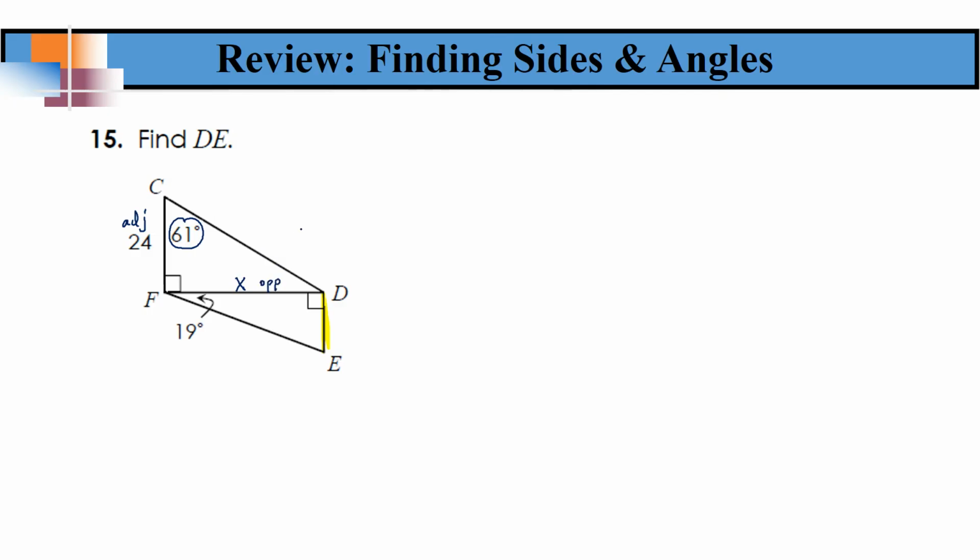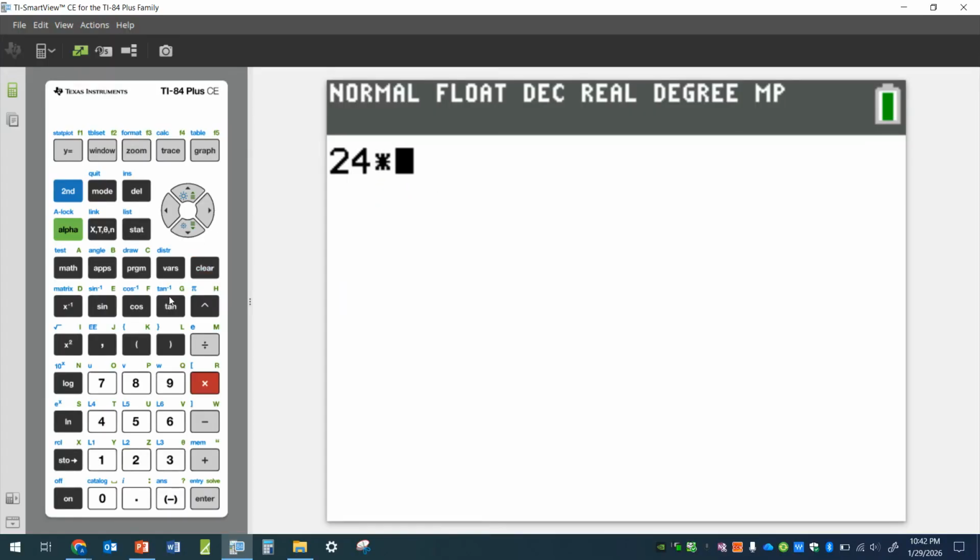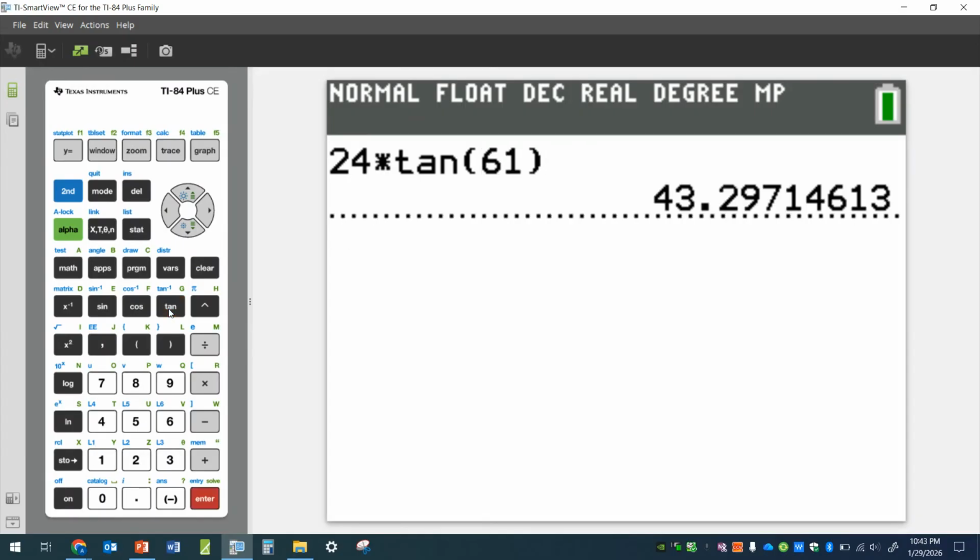So we're going to be using tangent, opposite over adjacent. We can say tangent of 61 is going to equal the opposite leg, x, over the adjacent leg, 24. Okay, all we need to do here is multiply both sides by 24, like this. This cancels out, and we're going to type this into our calculator. So 24 times tangent of 61 gives us this.